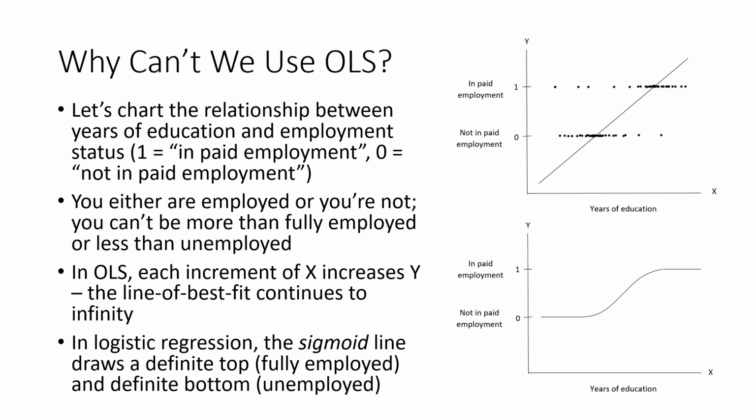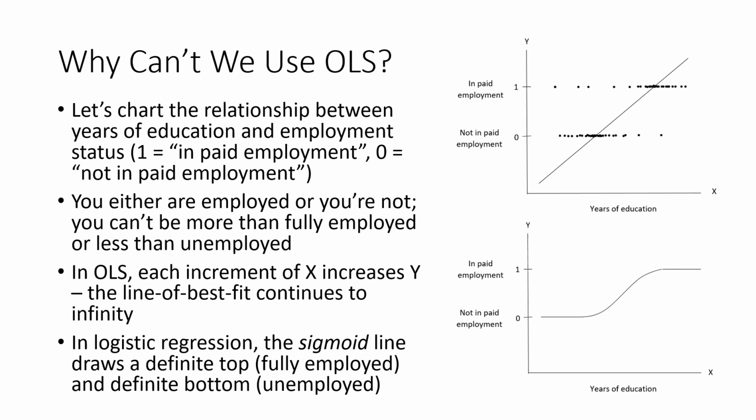First thing, let's have a look at the graphs on the right-hand side. At the top, you can see an example of ordinary least squares multiple regression predicting an either or outcome. And on the bottom, you can see a logistic regression predicting an either or outcome. What we're predicting here is the relationship between years of education and employment status, where 1 equals the individual is in paid employment and 0 equals the individual is not in paid employment.